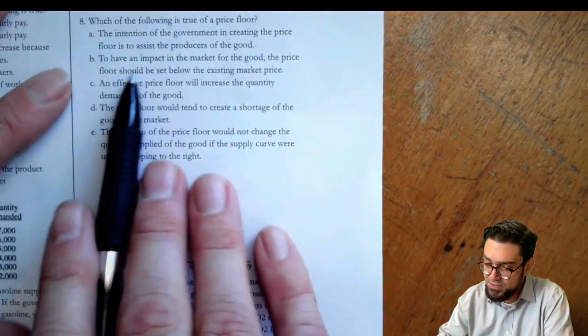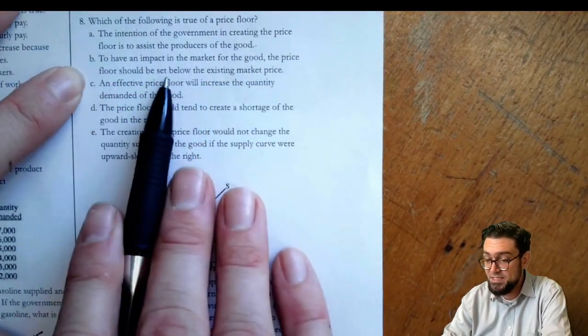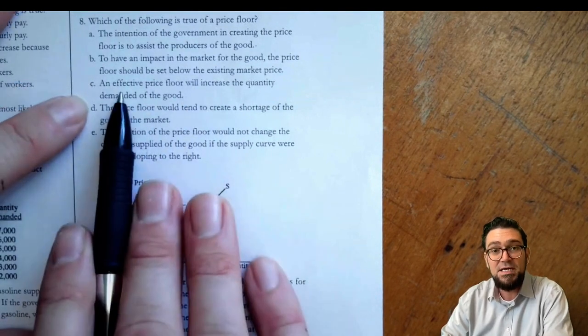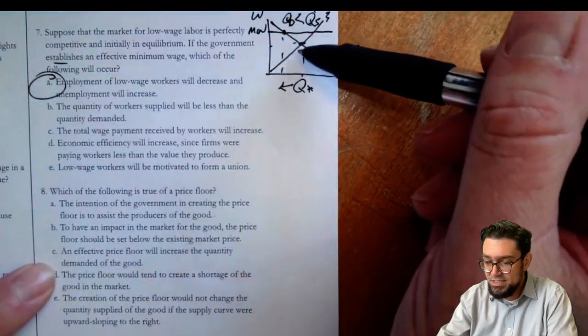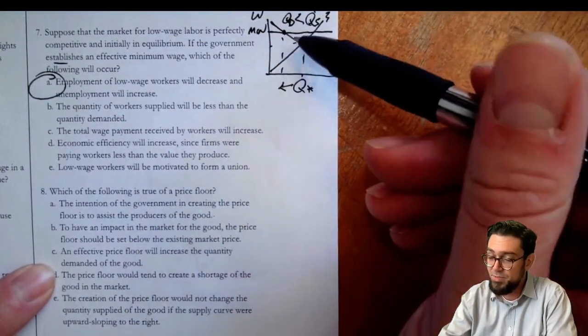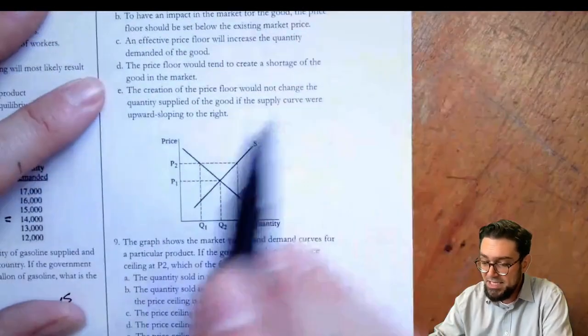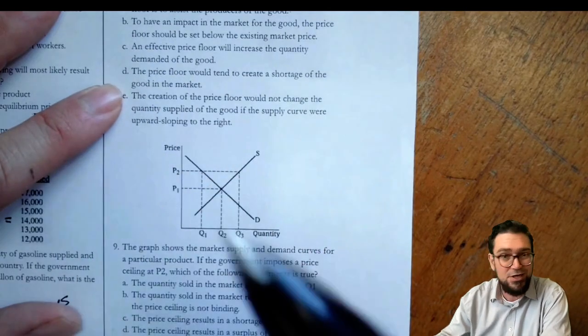Let's go through the others for a second here. To have an impact in the market, the price floor should be set below. No, it needs to be above. C, an effective price floor will increase the quantity demanded of the good. Well, no, it's actually going to decrease the quantity demanded of the good because the price is going to be higher. D, the price floor would tend to create a shortage. No, it creates a surplus.